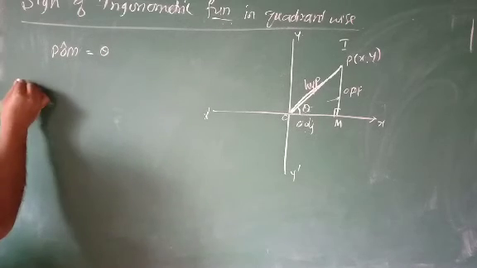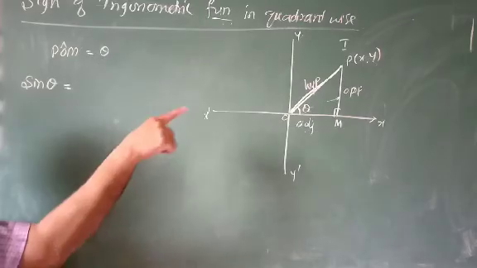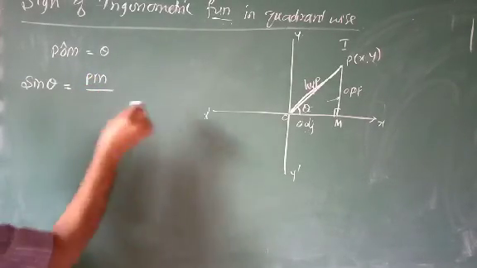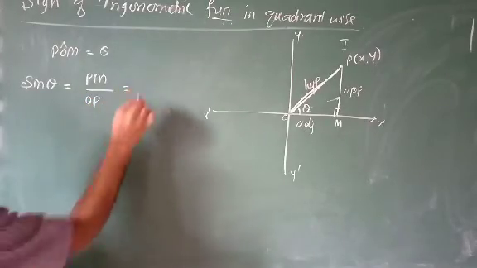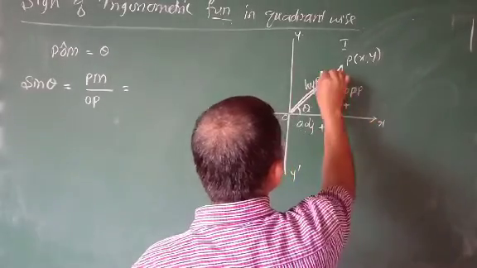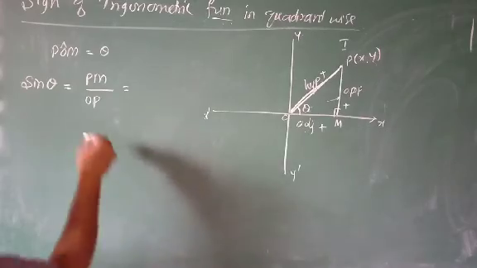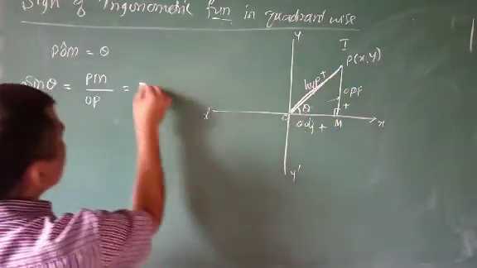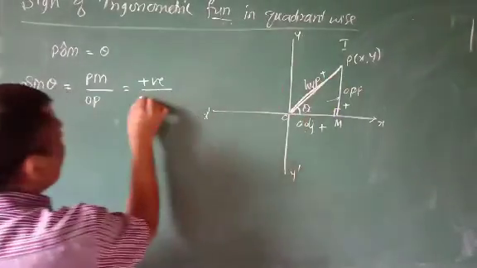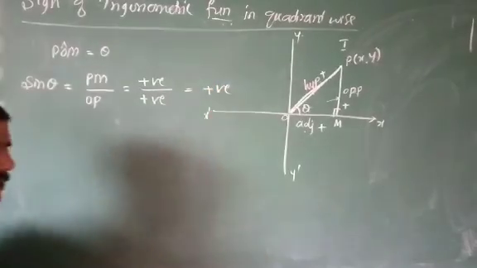Next, define sin theta is equal to the opposite side PM divided by the hypotenuse OP. Here x is positive and y is also positive. The radius is always positive. PM is a positive side, and OP is also a positive side. So positive divided by positive is positive.